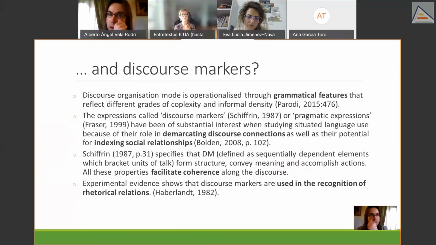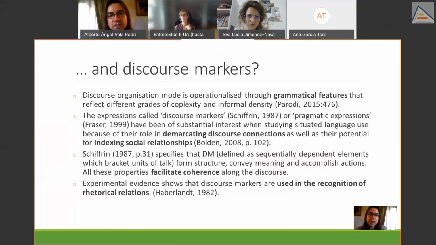These expressions have been of substantial interest when studying situated language, because they help to demarcate discourse connections, and also they help to index social relationships. We can define discourse markers as sequentially dependent elements that bracket units of talk, and they for sure help to make a structure more credible and easier to understand, also to convey meaning and to accomplish actions. So in general terms, they are facilitating coherence.